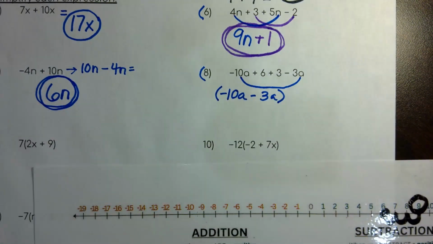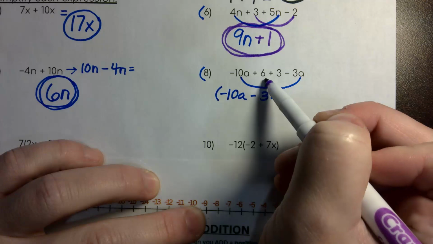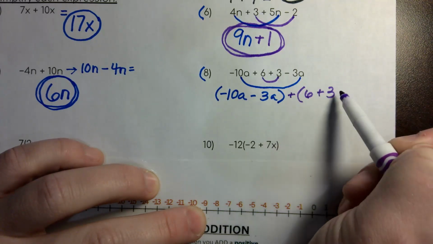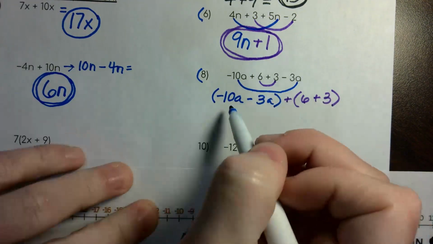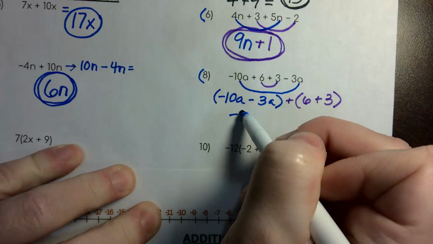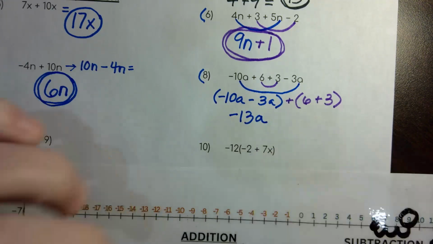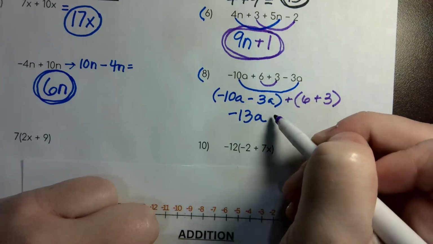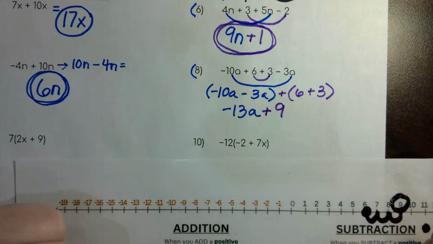So we've got that part. And then what would our other like terms be? The 6 plus 3. Yeah, we've got a positive 6, positive 3. So we've got 6 plus 3. And then we found out just a minute ago that negative 10 minus 3 gives us negative 13. And we can't lose our a, so we bring that down. And then what is 6 plus 3? 9. So we just have negative 13a plus 9. All right.